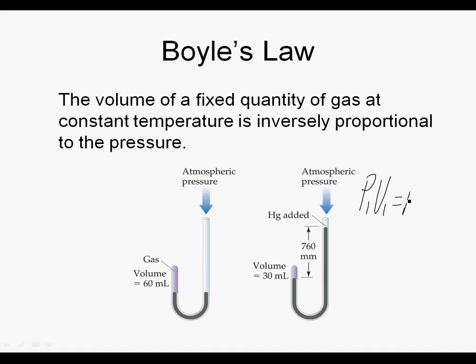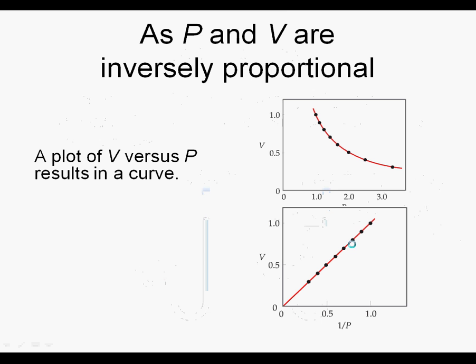P1V1 equals P2V2. Sure is helpful if you learn it by name. All right, this is a classic Boyle's law graph. It's real helpful if you get the idea of the graph. That is, that as the pressure increases on a gas, the volume decreases.